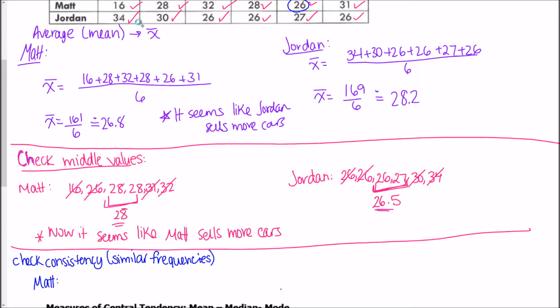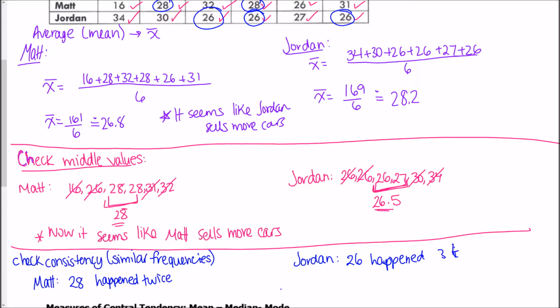Sorry, I didn't mean to say 26. I meant to say 28. So we know for Matt, 28 happened twice. And then for Jordan, we know that Jordan got 26 three times. So he sold 26 cars in a month 3 times. So by looking at it like this, it seems like Jordan sold more cars.